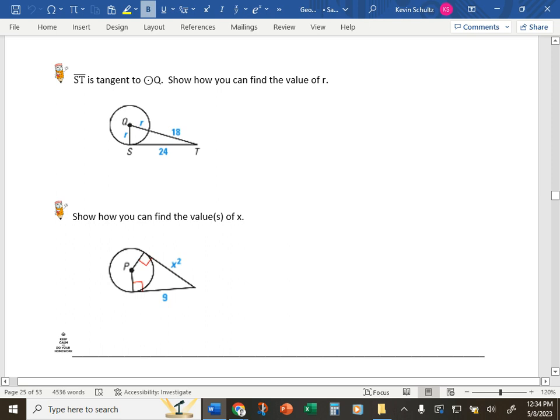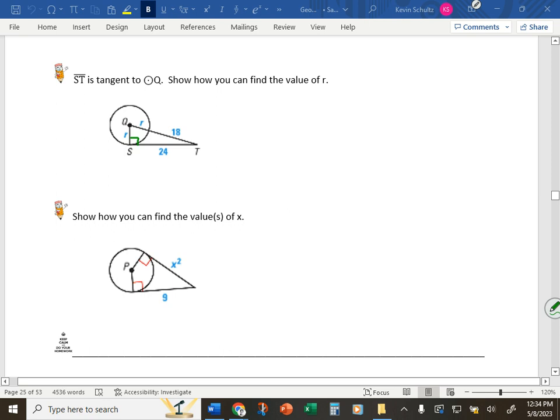ST is tangent to circle Q. Show how you can find the value of R. So in this case, we're told this is a right angle, which means we know we can use the Pythagorean theorem. We know the Pythagorean theorem is going to work.